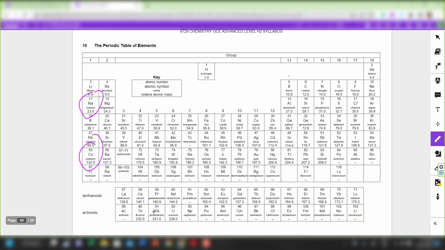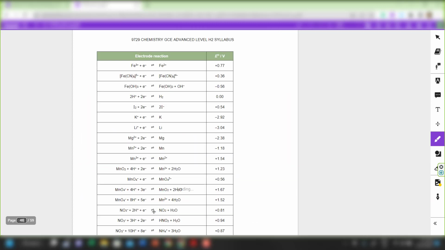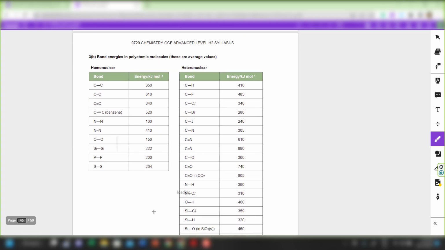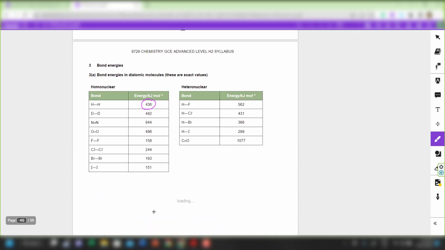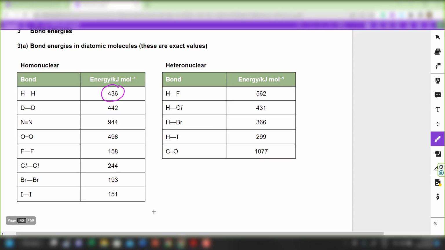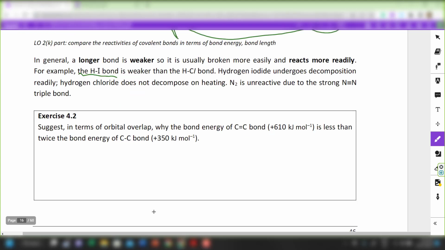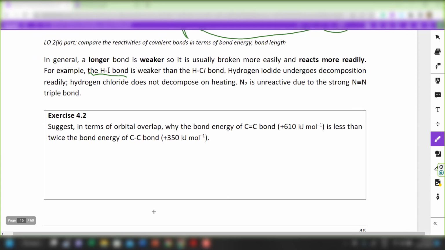You can verify that by simply going to the data. So I'm just going to show you the data over here. Can you see that the HF bond is 562 kilojoules per mole, whereas the HI bond is 299? So the HF bond strength is almost double that of HI. Okay, so pretty much that's about it.